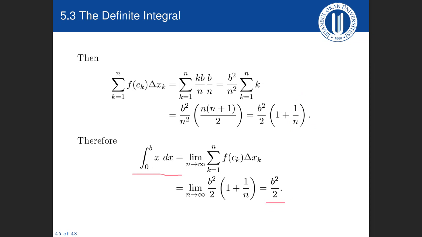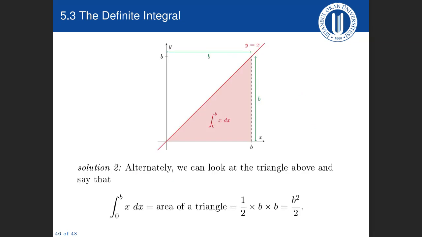Now let's solve this question a different way. We want to calculate the area of this pink region, but this pink region is just a triangle. And we know how to calculate the area of a triangle. It's just a half multiplied by base multiplied by height. So half multiplied by b multiplied by b. So this time it was easier this way. b squared over 2. That shows that our limit of Riemann sums is working. The limit of the Riemann sums is really giving us the area of this triangle.